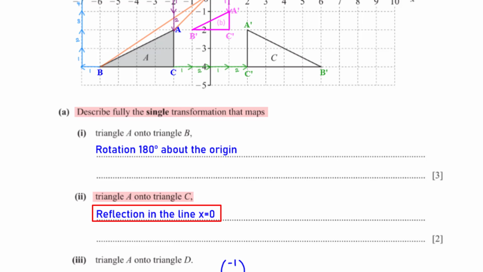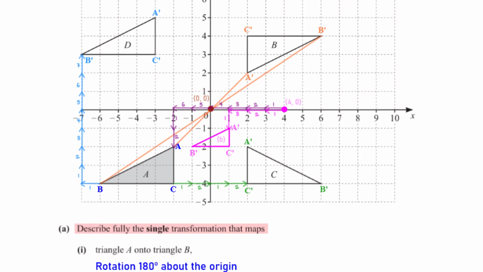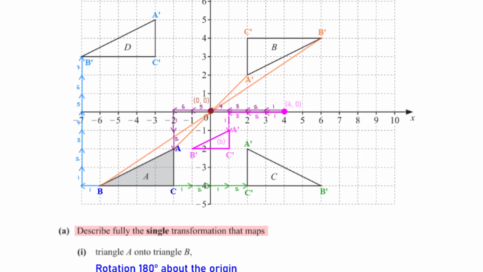the y-axis. Describe fully the single transformation that maps triangle A onto triangle D. When we look at triangle A and its image triangle D, we can tell straight away that this is a translation because both triangles have the same size and orientation. The only difference is that they are located on different parts of the grid.